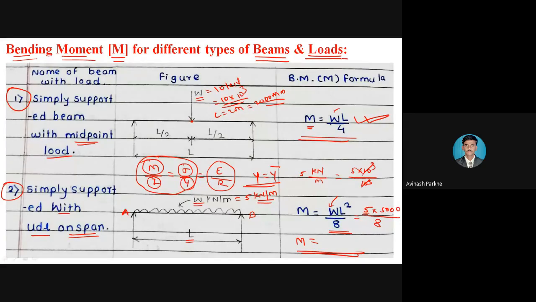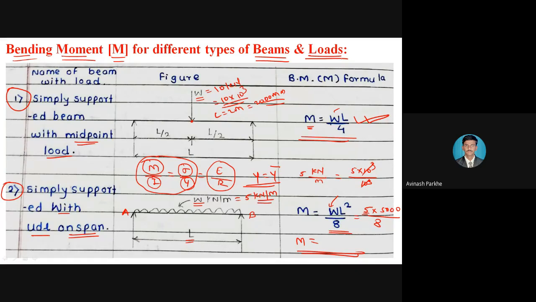M is equal to WL by 4, M is equal to WL square by 8. कुठला फॉर्म्युला कशाला ऍप्लिकेबल आहे, it is also very important. तुम्ही जर हा फॉर्म्युला घ्यायचा जर चुकला आणि तुमचा बेंडिंग मोमेंट जर चुकला, तुमचा बेंडिंग स्ट्रेस 100% चुकणार. Therefore take the respective formula for the respective case only and accordingly we have to do the calculation.